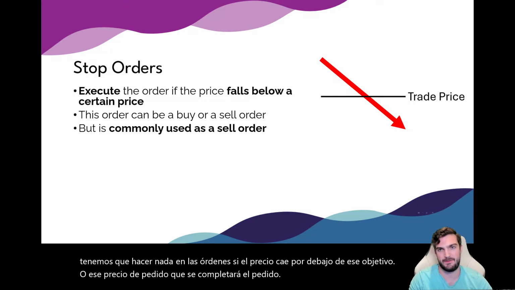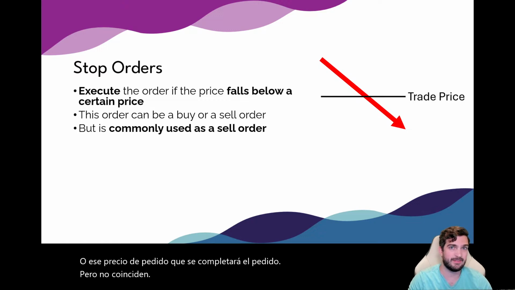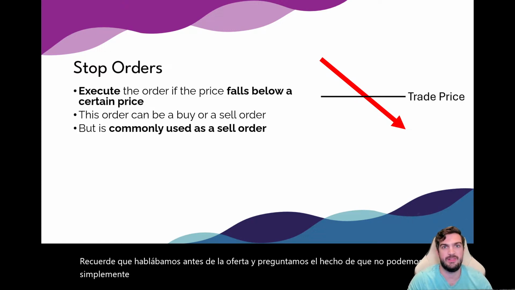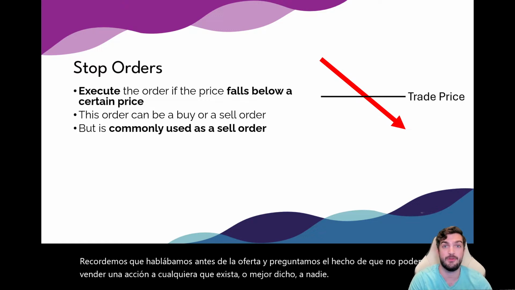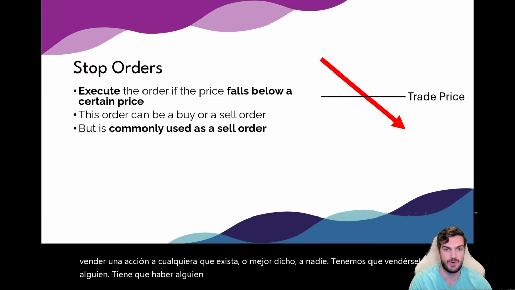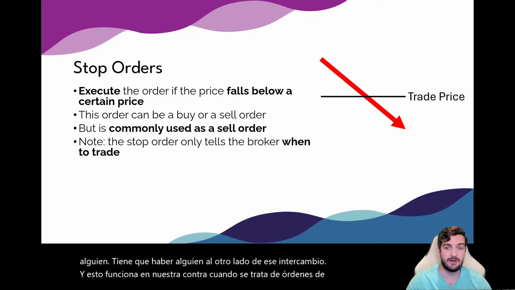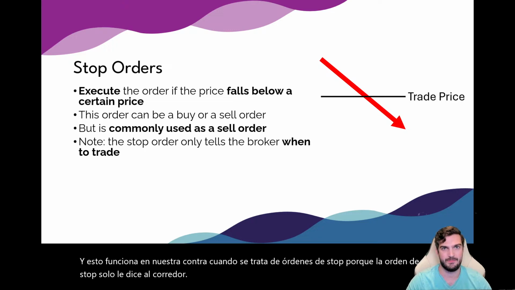But they're not magic. Remember that we were talking before about bid and ask. The fact that we can't just sell a stock to anyone that exists, or rather to nobody. We need to sell it to somebody. There needs to be someone on the other end of that trade. And this kind of works against us when it comes to stop orders, because the stop order only tells the broker when to trade.